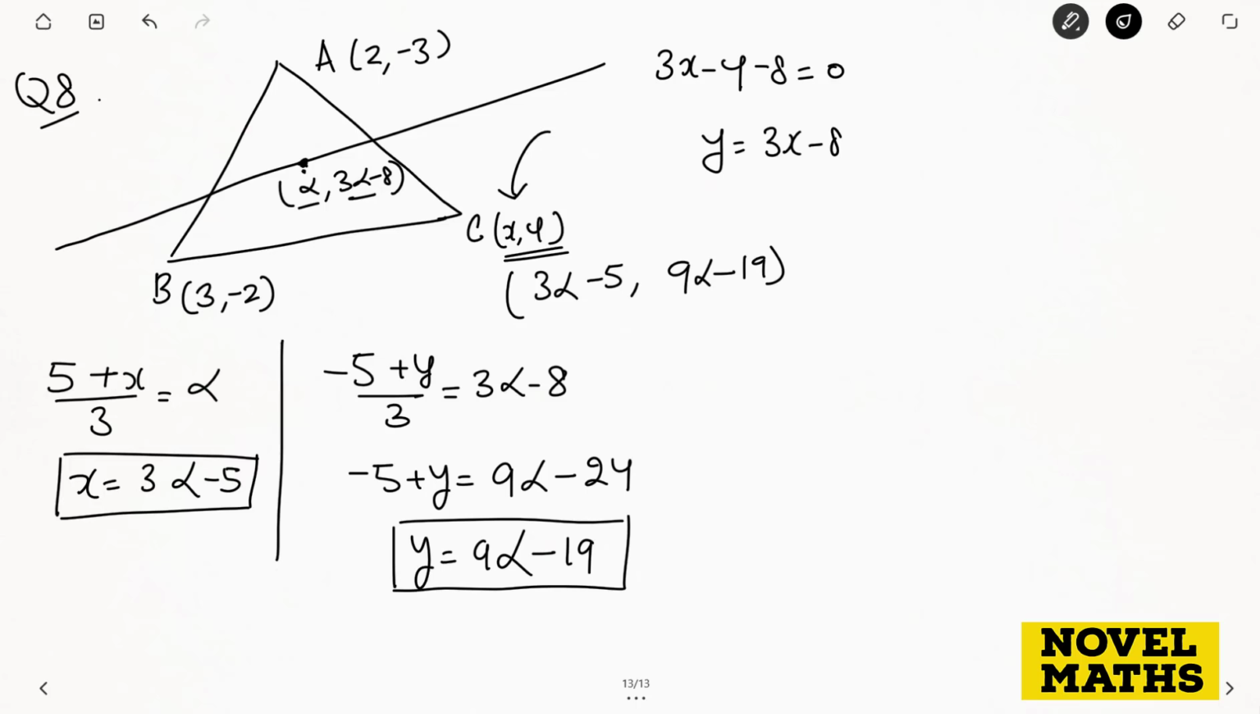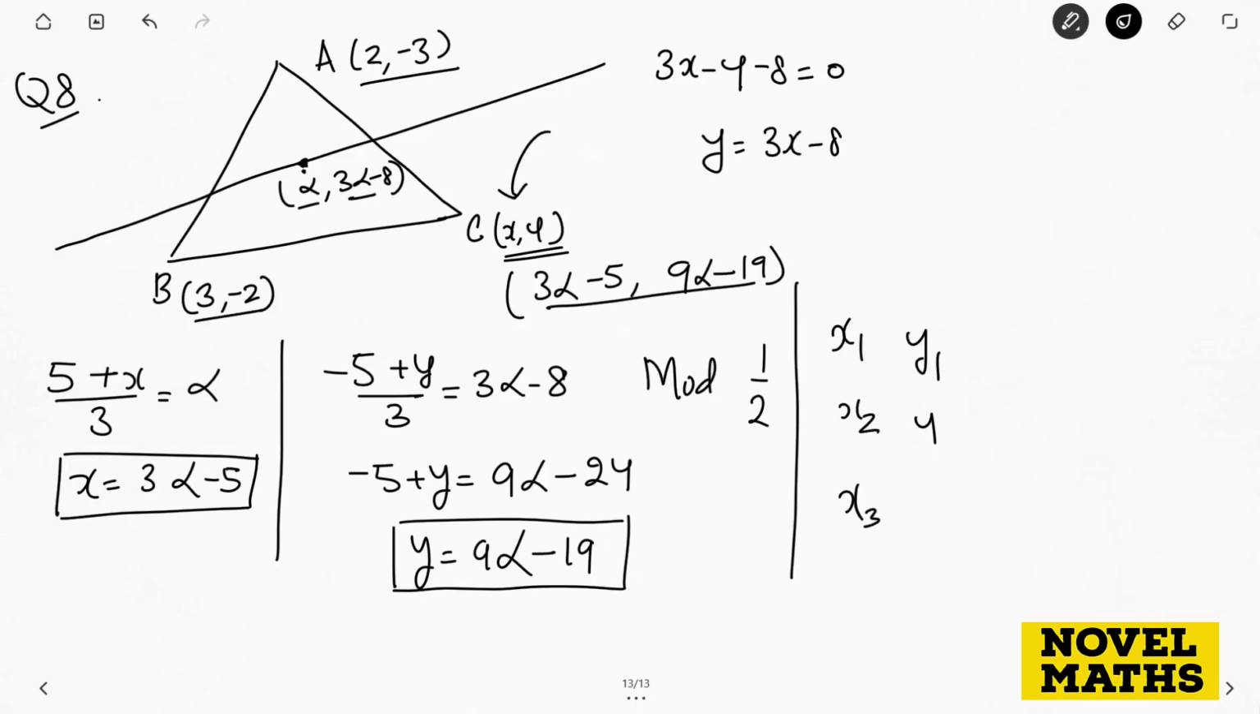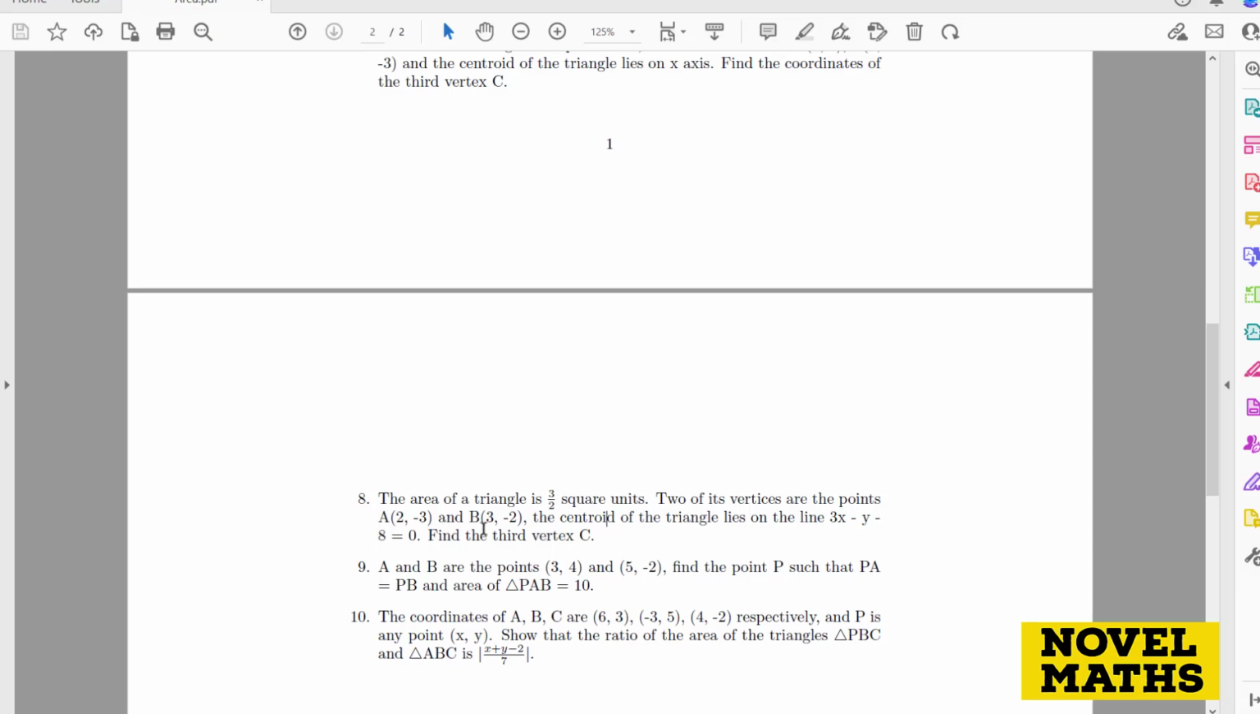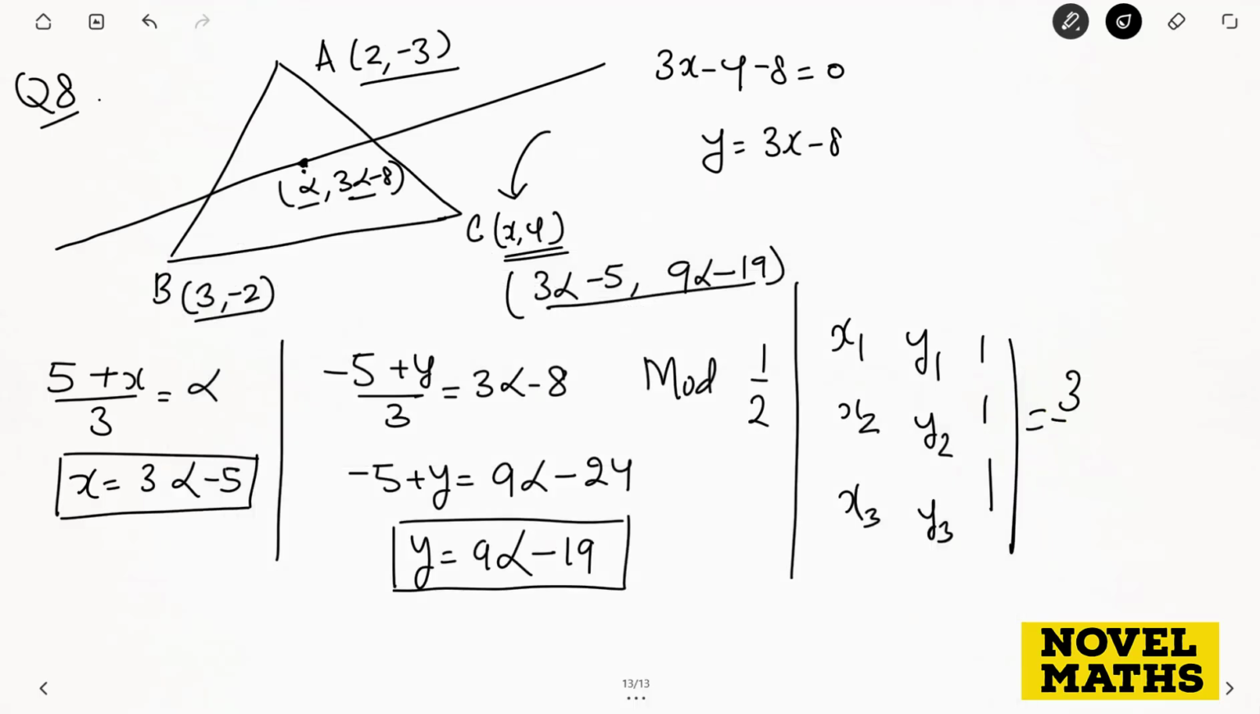Area of triangle is given, mod of 1/2 of this coordinate, this coordinate, this coordinate. You just put that x1, x2, x3, y1, y2, y3, 1, 1, 1 equals what? The value was given. Question 8, 3 over 2. If you solve this, you will get the value of alpha, and you can put here the two values of alpha. You will get coordinates. I'm just writing the answer.